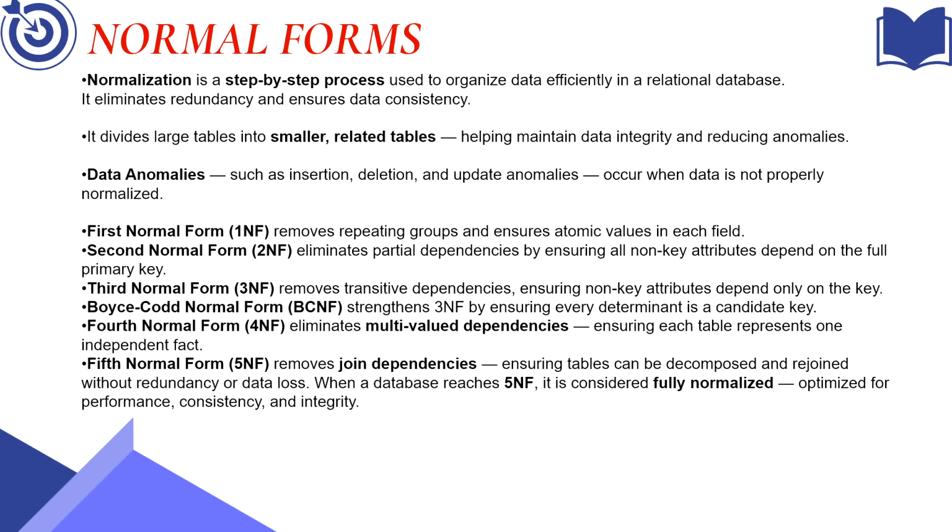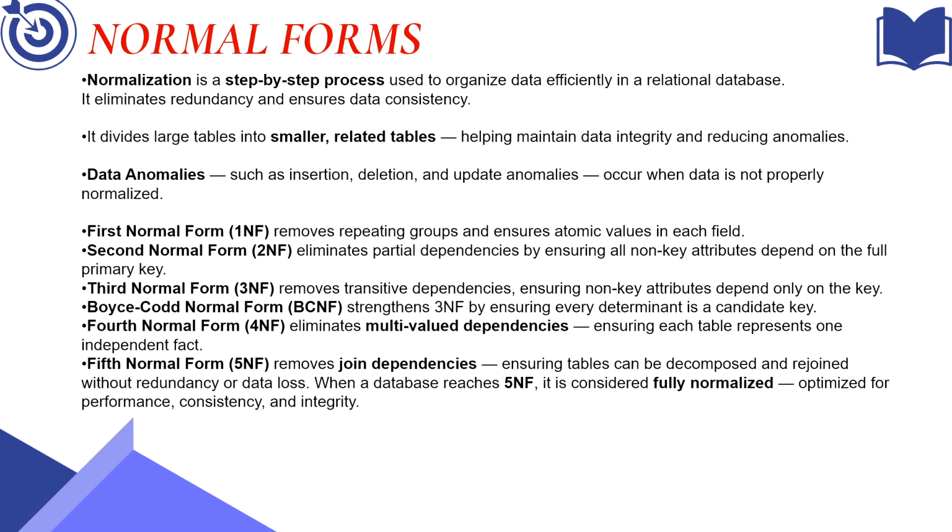And types of normalization. First normal form removes repeating groups and ensures atomic values in each field. Second normal form eliminates partial dependencies by ensuring all non-key attributes depend on the full primary key. Third normal form removes transitive dependencies, ensuring non-key attributes depend only on the key. BCNF strengthens 3NF by ensuring every determinant is a candidate key.